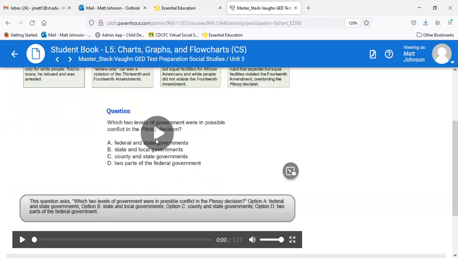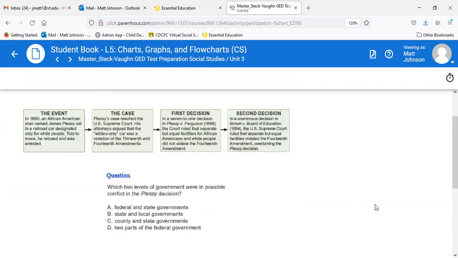And we got a little more audio here with some visual aids. This question asks, which two levels of government were in possible conflict in the Plessy decision? Option A, federal and state governments. Option B, state and local governments. Option C, county and state governments. Option D, two parts of the federal government.